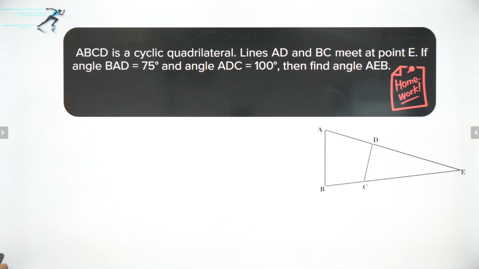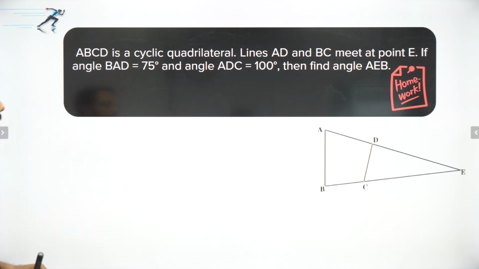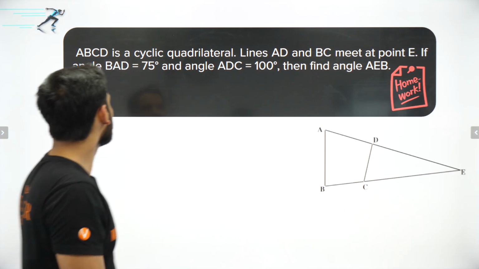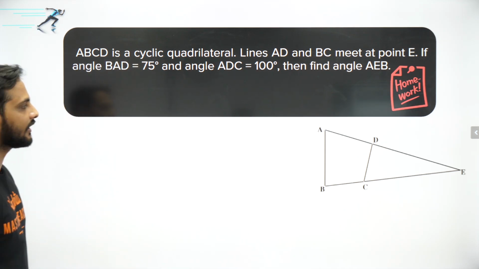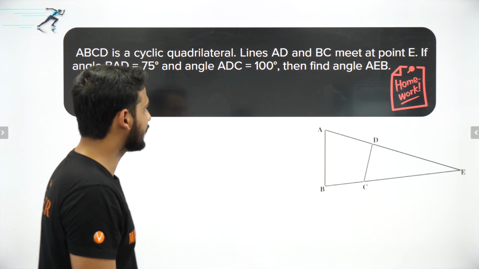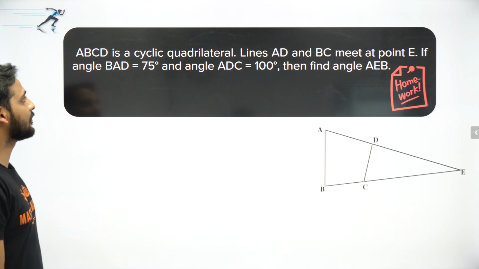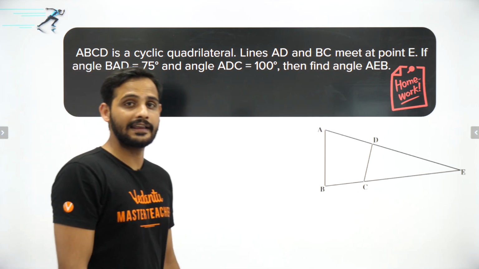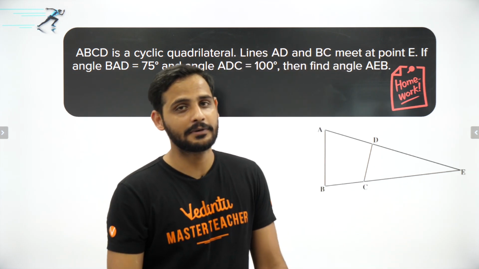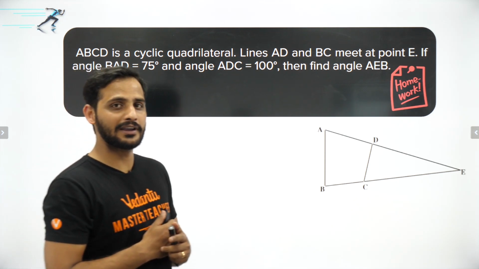So this is your homework question. ABCD is a cyclic quadrilateral. Lines AD and BC meet at a point E. AD and BC are meeting at a point E. If angle BAD is equal to 75 degrees and ADC is 100 degrees, then find angle AEB. The main thing you have to focus on here is the cyclic quadrilateral. What to do and how to do it, I've already explained in the previous part. So this is a homework question. Let me see how many of you would be able to give me the correct answer.